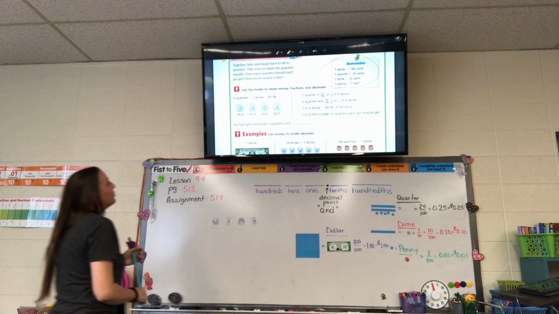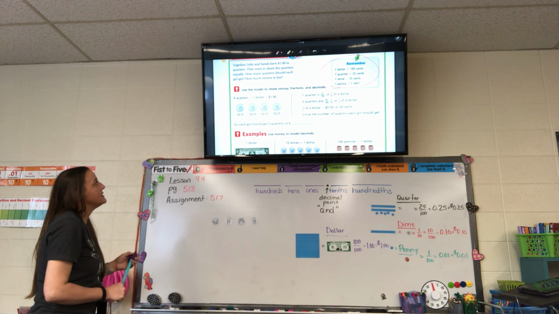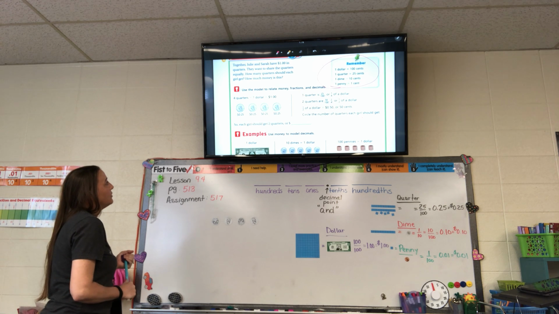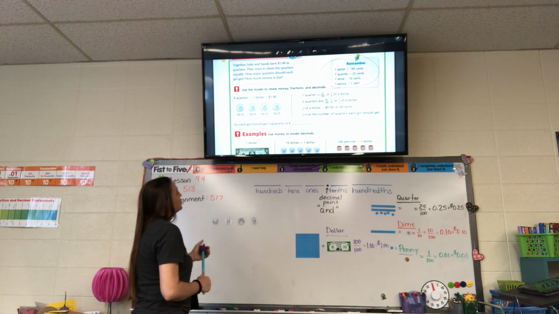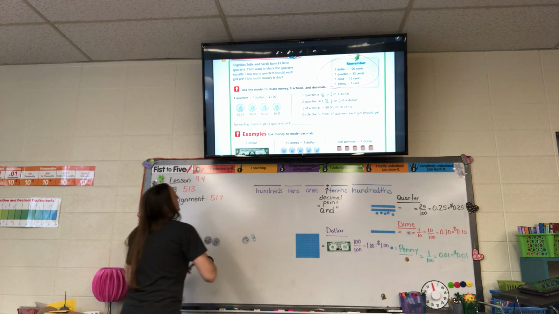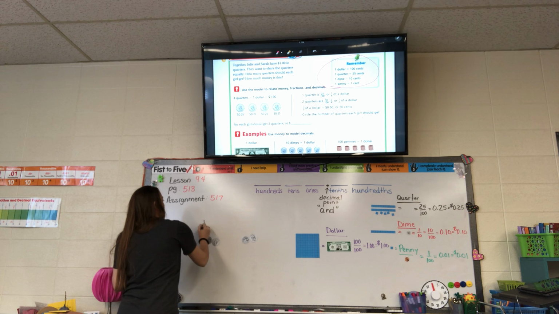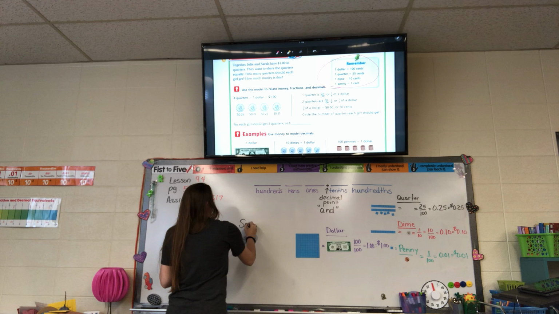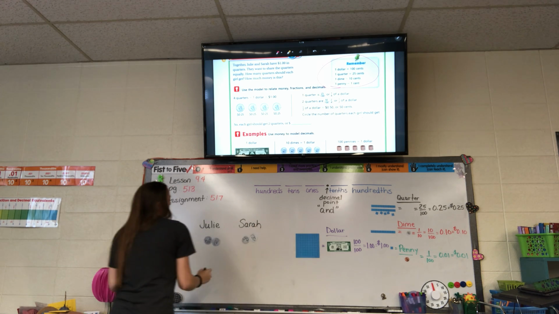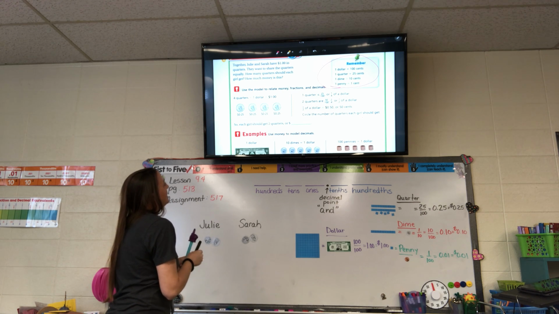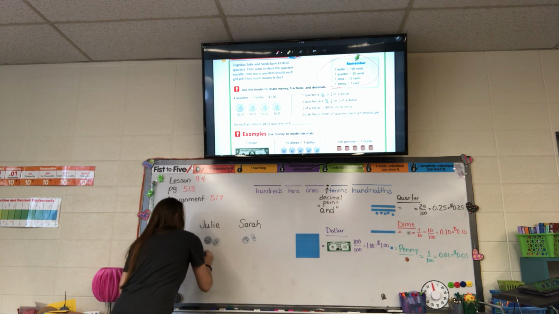So if we have 4 quarters and it's Julie and Sarah, they want to share the quarters equally. How many should each girl get? If we split them equally, Julie will get 2 quarters and Sarah will get 2 quarters. So they will each get 50 cents, because 25 plus 25 is 50.